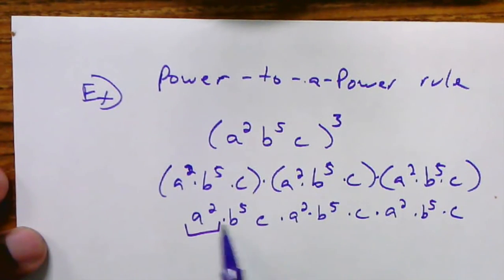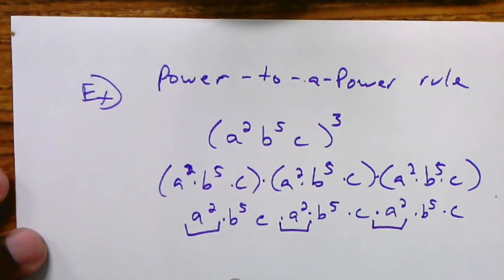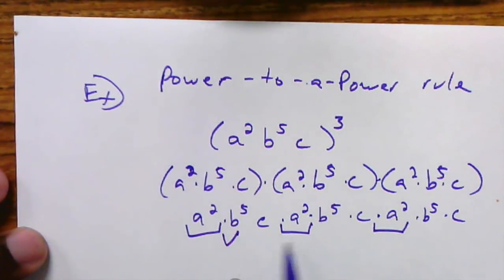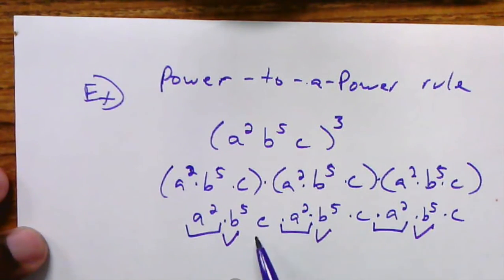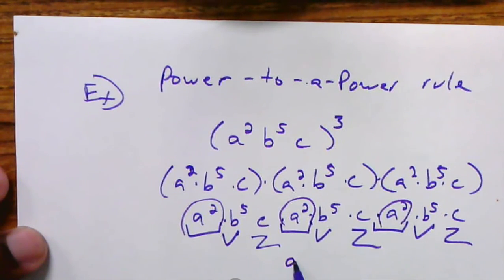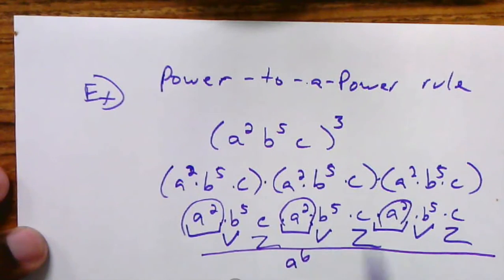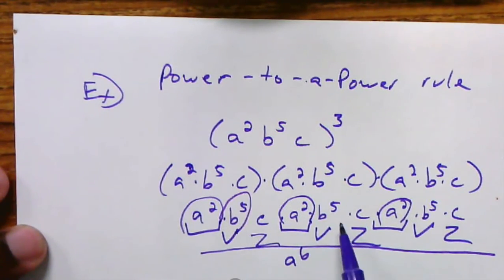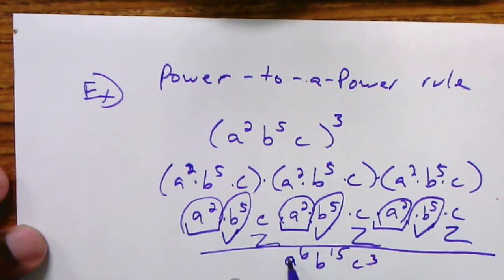We're going to multiply all the a's. After I expand it all to all be multiplied together, multiply all the b's, multiply all the c's. So a to the 2nd times a to the 2nd times a to the 2nd is a to the 6th. B to the 5th times b to the 5th times b to the 5th, b to the 15th. And c times c times c is c to the 3rd.